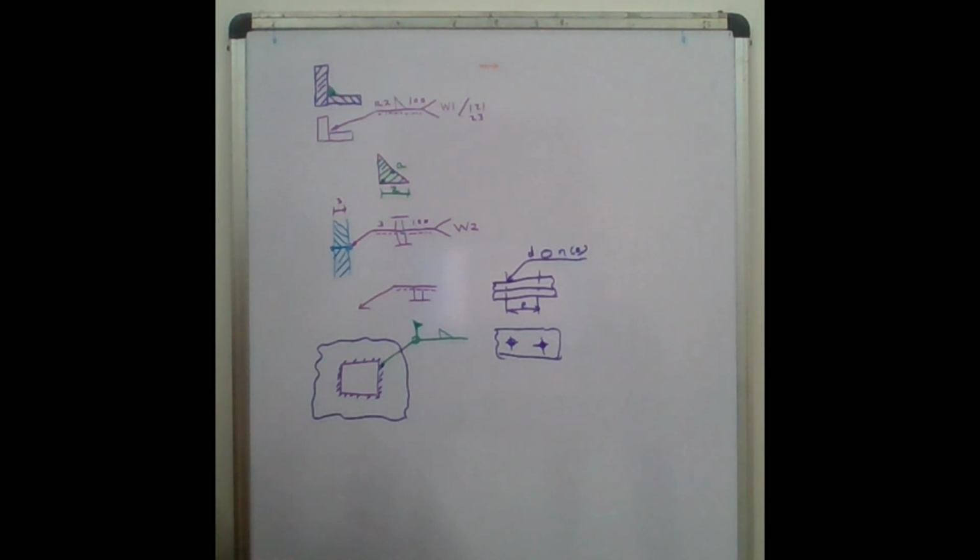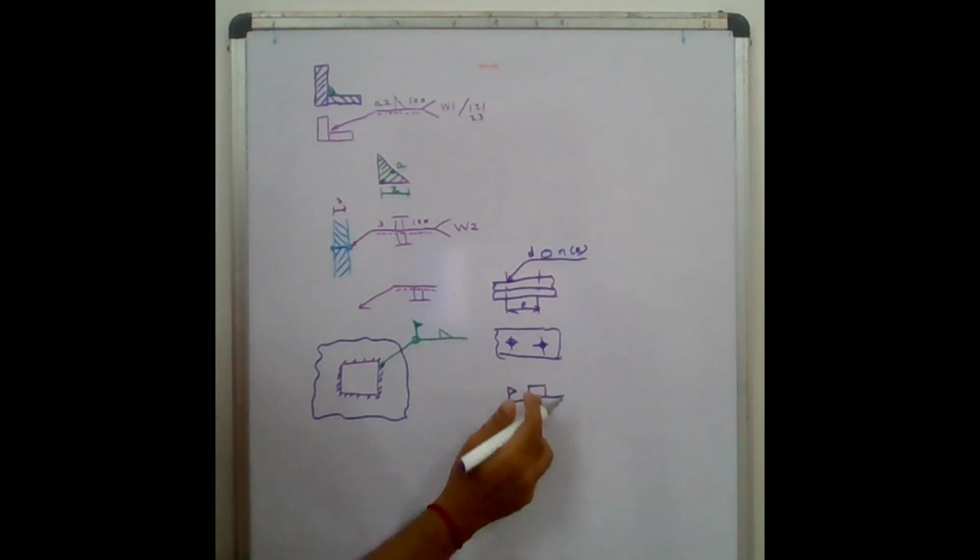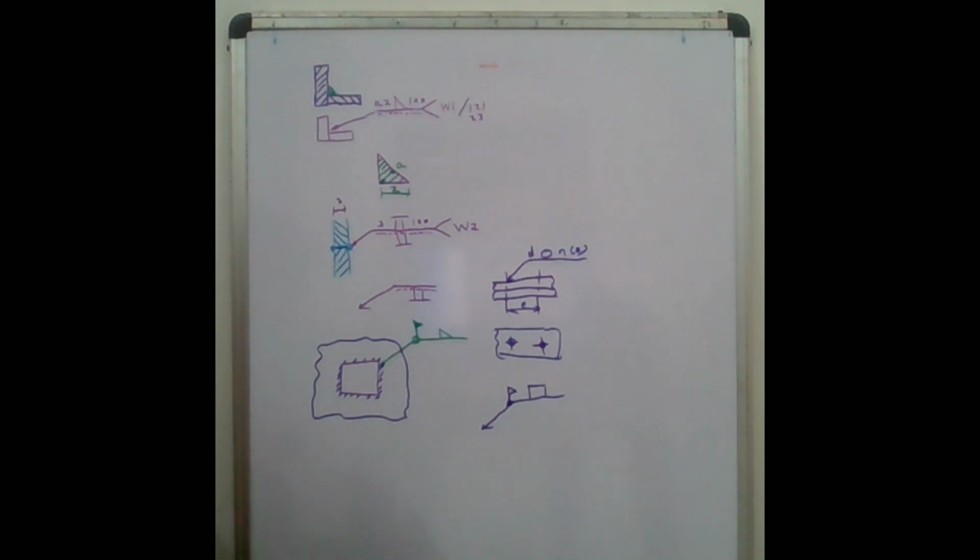Similarly, if you want to represent plug welding, then you can do it like this. If you want to do it in the field, so this is the symbol for plug welding. Similarly, if you want to do seam welding, then you can represent it like this. And then for seam welding, there is a circle here and two lines. So this is for seam welding.